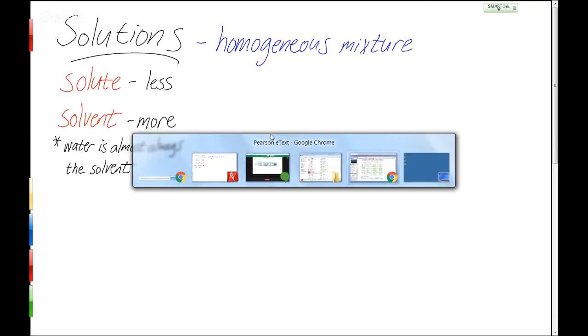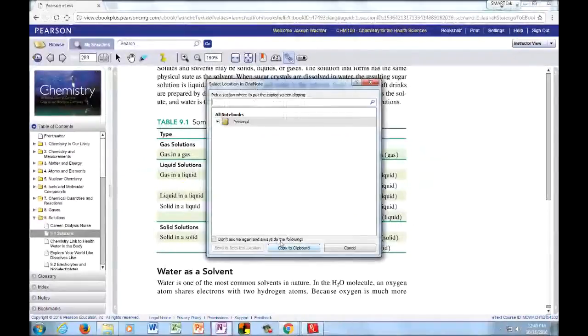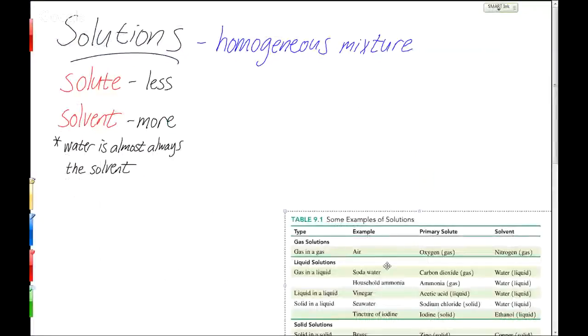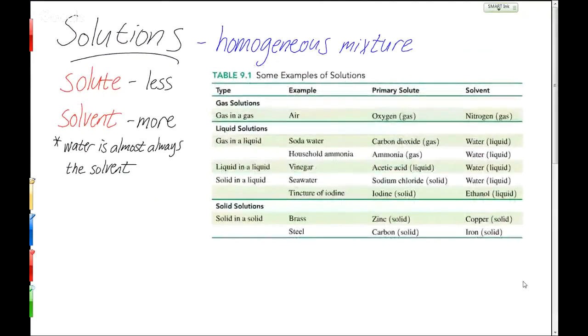The book has some good examples of some different types of solutions that maybe we don't always think about. So I'll put that in here as well. When we think of a solution, we usually think of that middle section, the liquid solutions, dissolving something in water. So you could imagine seawater, salt dissolved in water. You can even think about liquid in water, like alcohol in water or vinegar in water, gas in water, like soda, carbon dioxide dissolved in water.